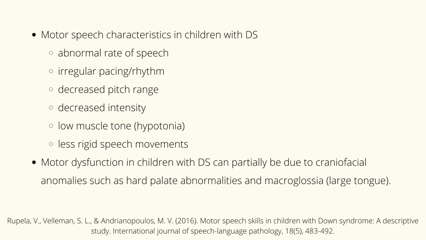There are a few motor speech characteristics in children with Down syndrome, and these include abnormal rate of speech, irregular pacing and rhythm, decreased pitch range, decreased intensity, low muscle tone, and less rigid speech movements. Motor dysfunction in children with Down syndrome can be partially due to craniofacial anomalies, such as malformation of the hard palate and macroglossia, or a large tongue.